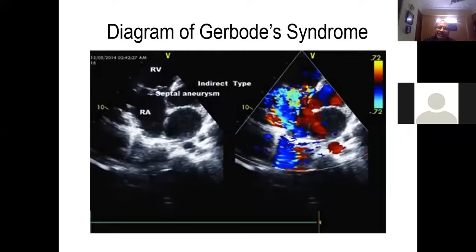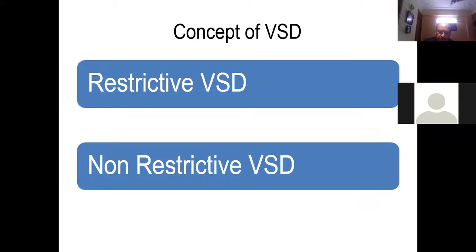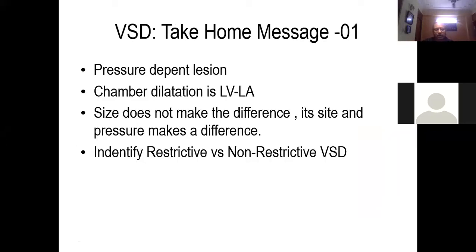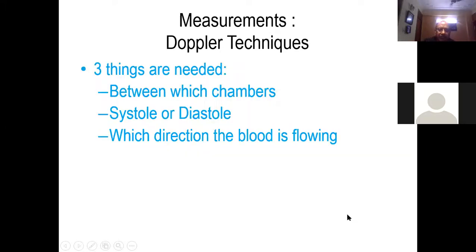So you look at this ASD, VSD, the only thing is if the VSD is small, high gradient is restrictive. If it's not small, a large VSD with a small gradient, we call them non-restrictive. So what do we do? We look at the hemodynamics. Echo can only measure the pressure difference between the chambers, it cannot measure the exact pressure of the chamber in other ways. Then we look at between the chambers, systolic and diastolic, and the direction of blood flow.